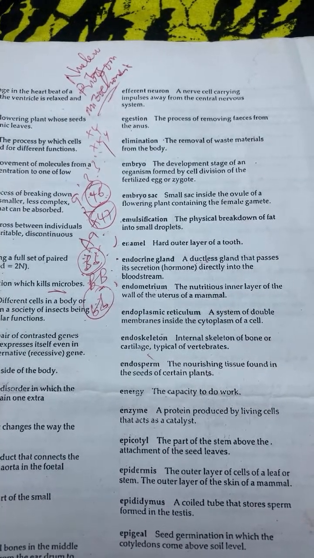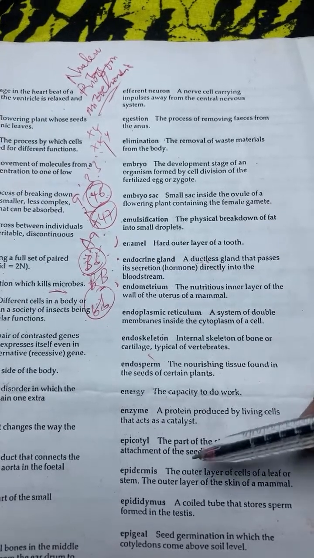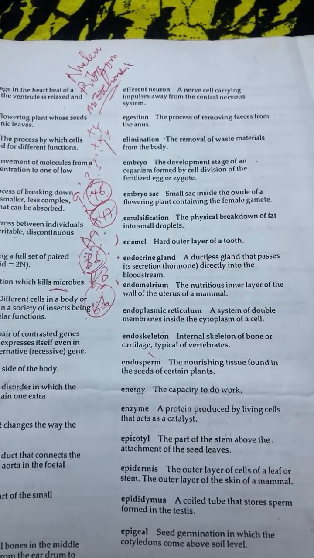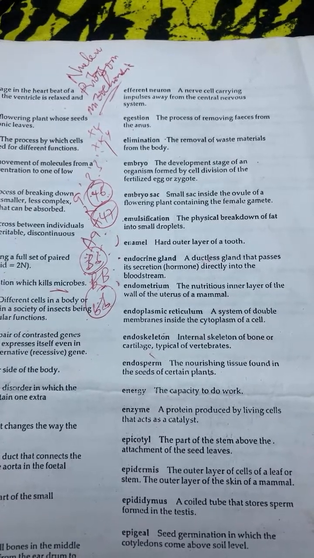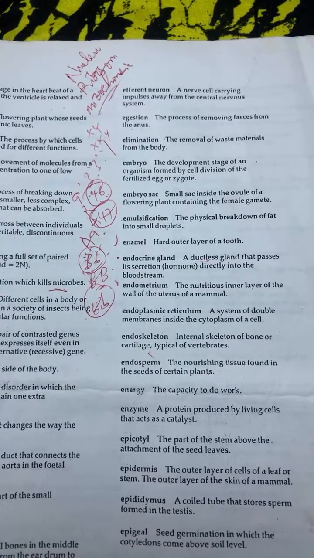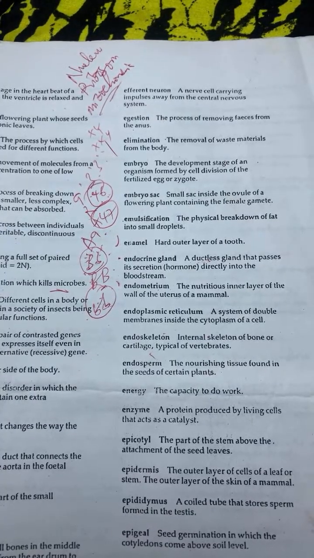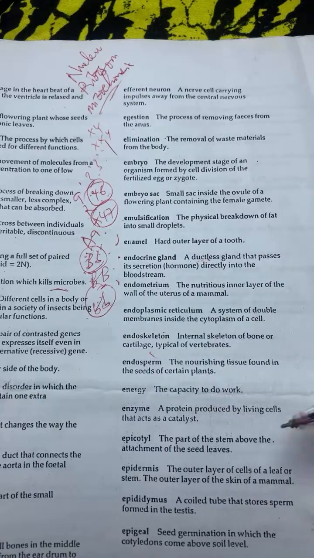Now, energy, the capacity to do work. If you don't say capacity, you say ability. Are we there now? Now move on to enzymes. They are proteins produced by living cells that act as catalysts. Or you can say that enzymes are biological catalysts that speed up the rate of what? Chemical reaction.